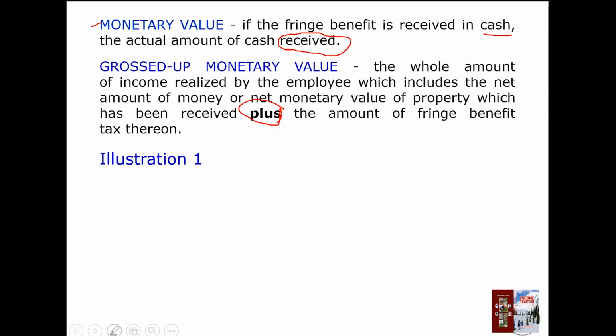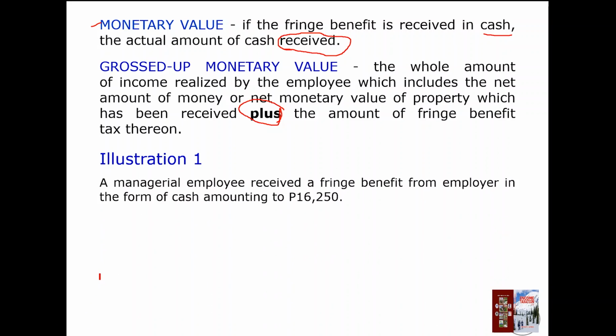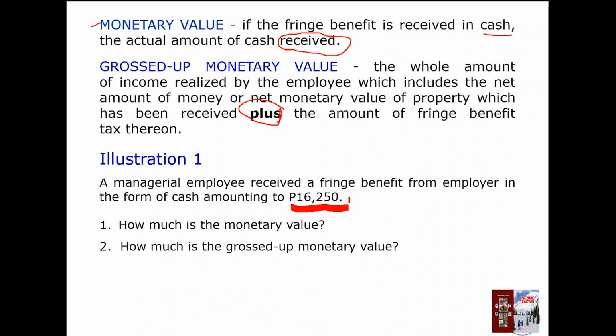Illustration 1. A managerial employee receive a fringe benefit from employer in the form of cash amounting to 16,250. Ito yung natanggap. Sobrang laki naman yata nito. How much is the monetary value? The actual amount of cash received, 16,250. How much is the grossed up? Iko-compute natin yan. Again, the grossed up monetary value is composed of the monetary value plus fringe benefit. How much is the fringe benefit tax? Iko-compute din natin.